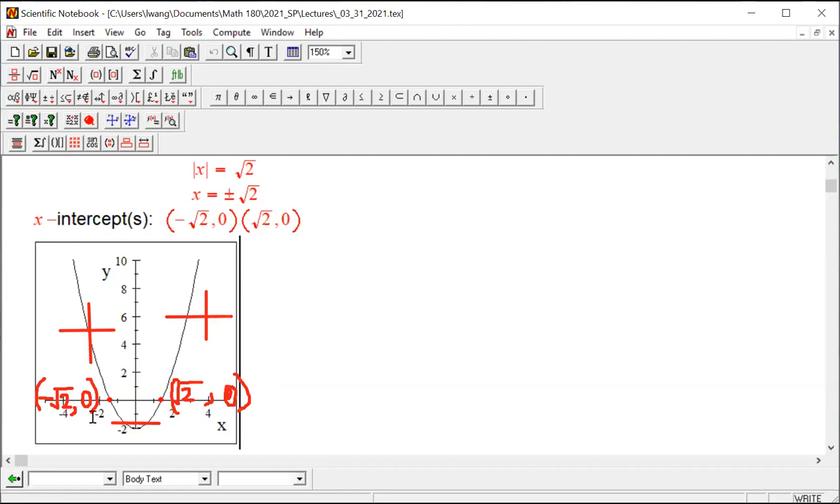Everything to the left of it is what's called positive output. On those points it's 0, and in between them it's called negative, and then outside again positive. Very good, that's the meaning. For input less than negative root 2, the output is positive. For input greater than root 2, the output is positive. For input between negative root 2 and positive root 2, exclusive, negative. At negative root 2 or root 2, output is 0.